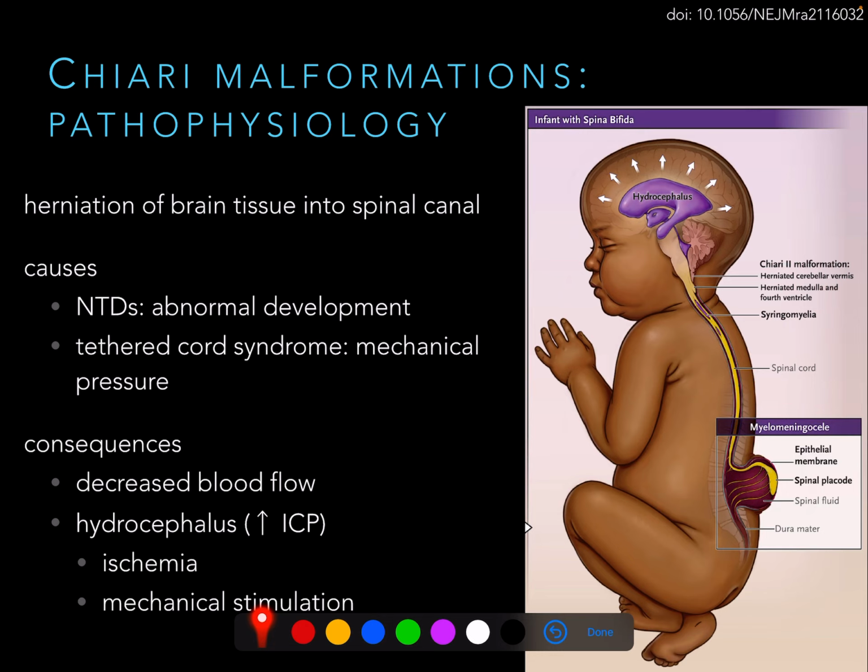The reason that advanced maternal age is a risk factor here is because women are born with all of their egg precursor cells that they'll ever have, and those eggs just stall in meiosis, and they stall in prophase 1.